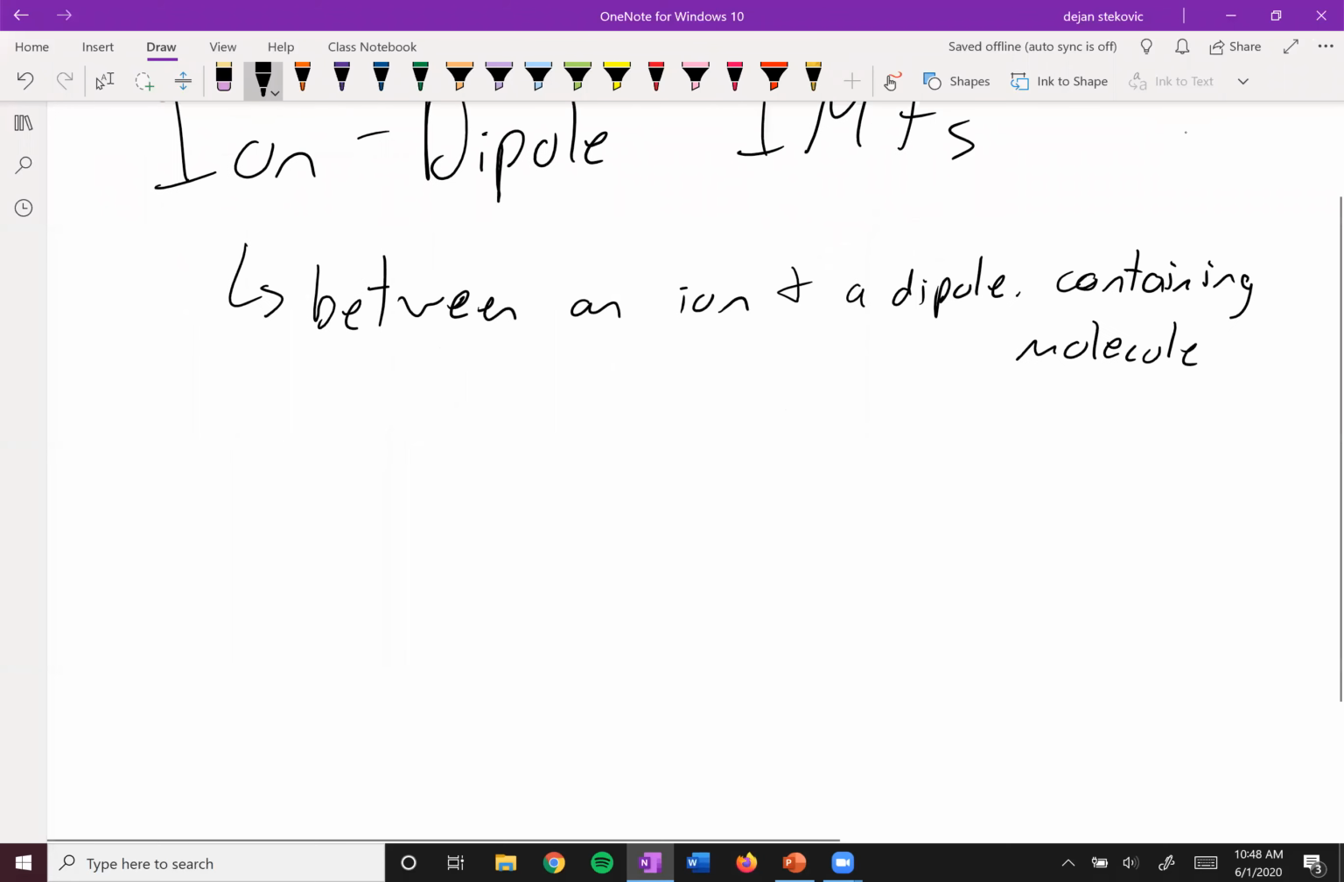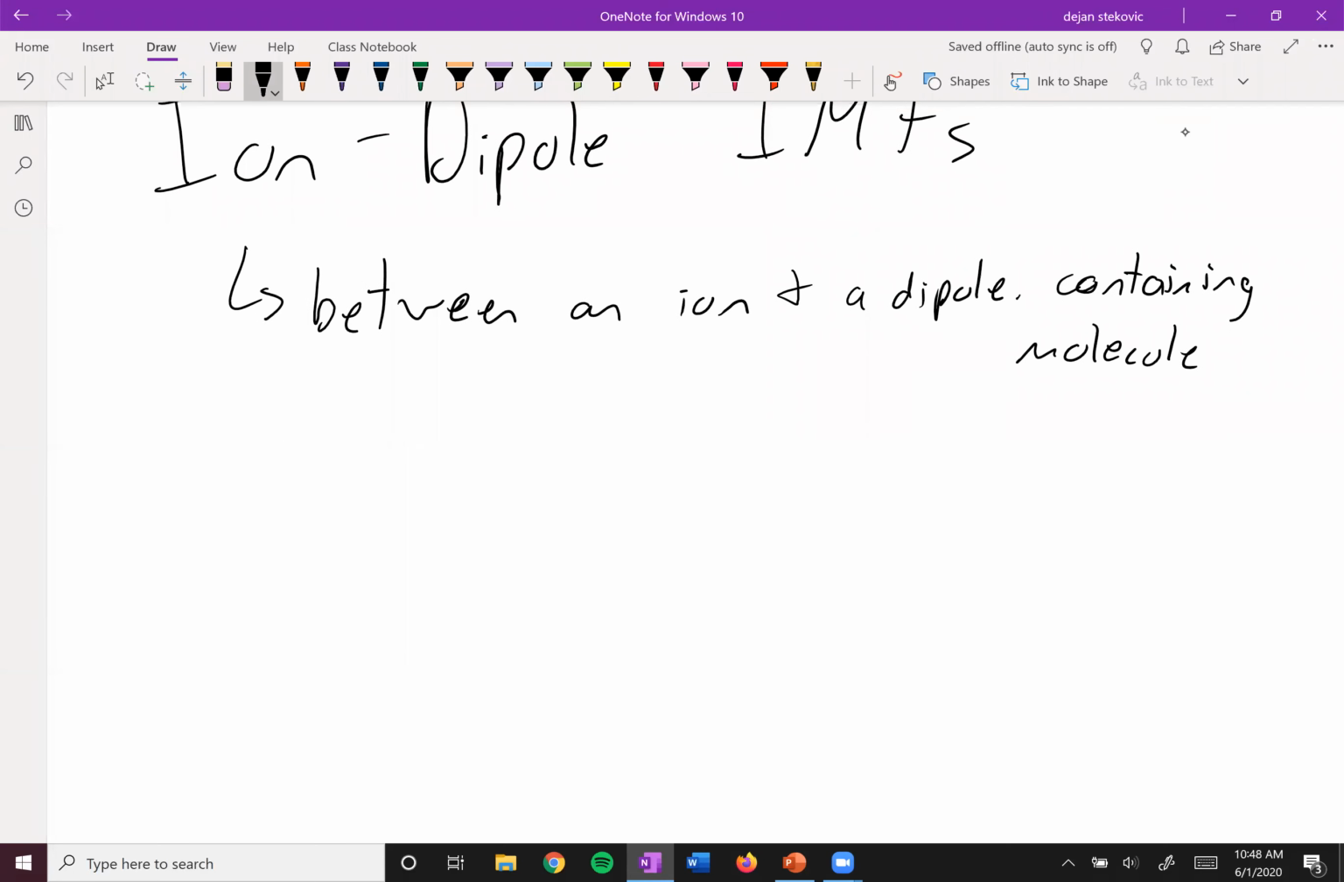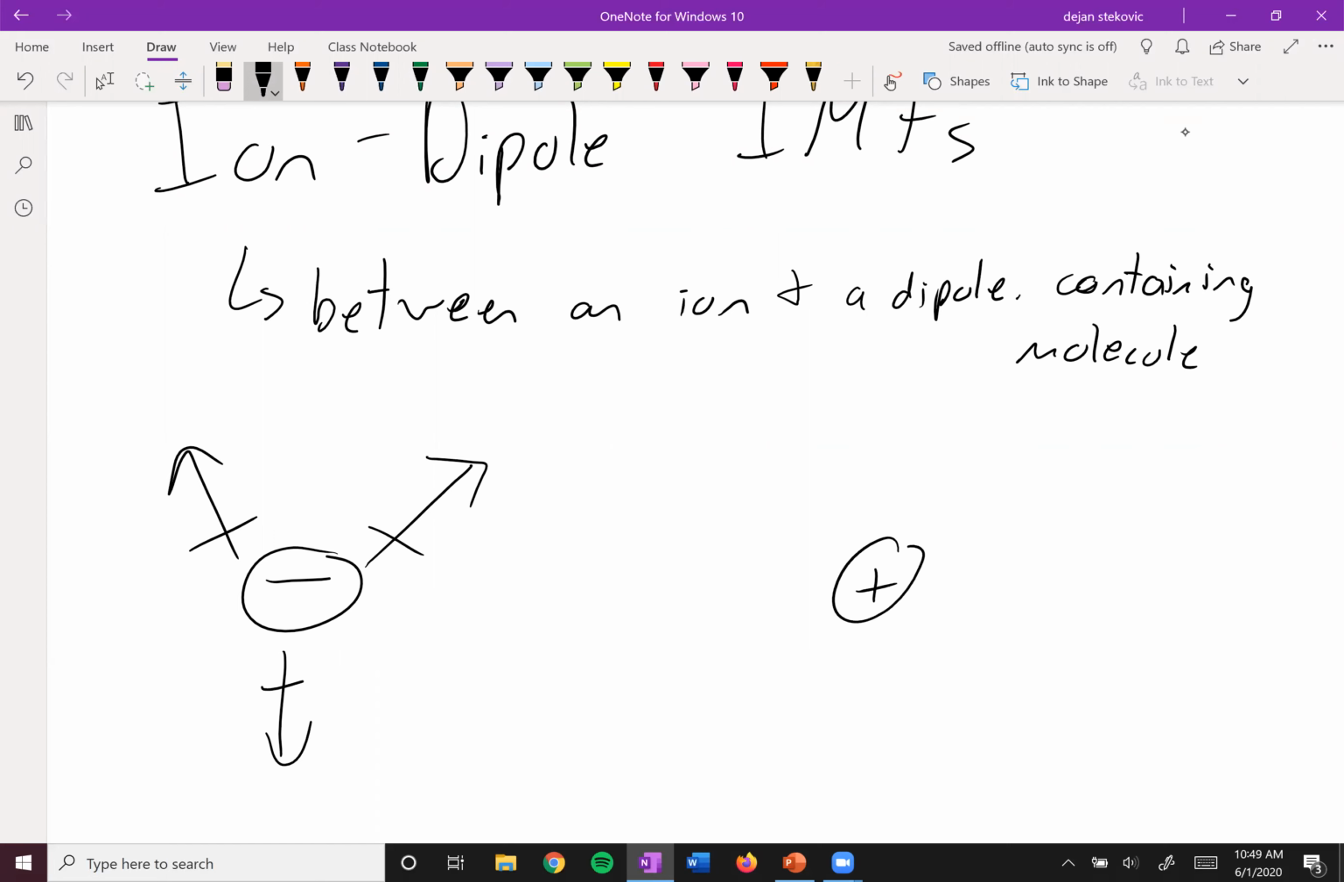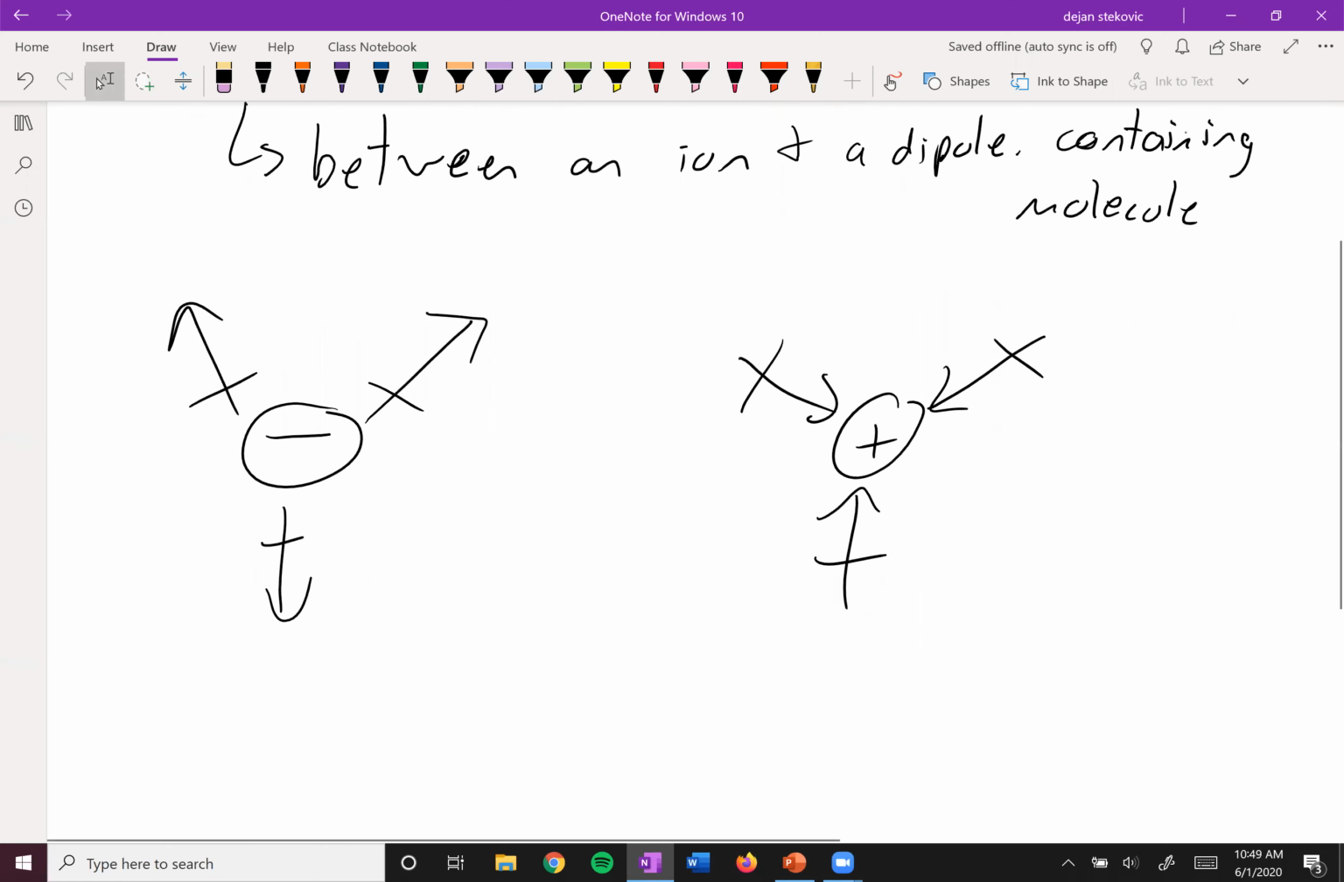And so what happens here is we have a particle that has a charge, an ion, so in this case, a negative charge, and then it's surrounded by a polar molecule, so it has dipoles. And so again, the positive and negative are going to attract each other. So here we have a negative charge. So if we were to draw our dipole arrows surrounding it, we would have the positive side of the dipole arrow surrounding it. And then conversely, if we had a cation positively charged, we would have the negative end of the dipole facing it. And so this is actually a very strong intermolecular force.